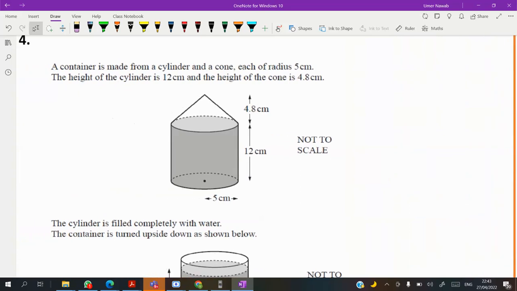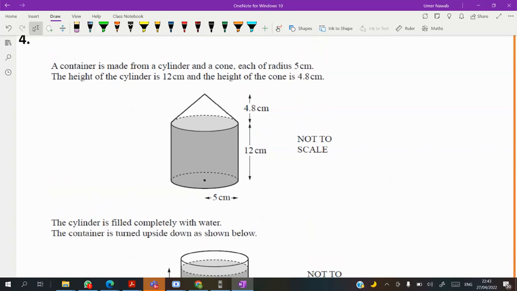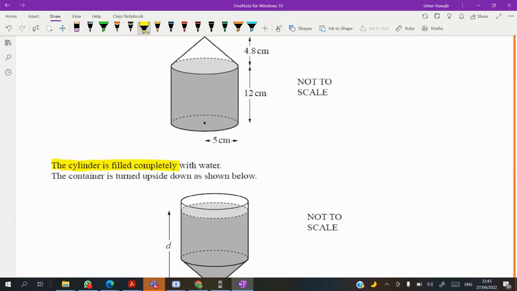Now, if we see the question, the shape in front of us is made up of a cone and a cylinder. He said that a container is made up of a cylinder. Okay, we know the first statement is done. We can also see the diagram. The cylinder is completely filled with water. The container is turned upside down.